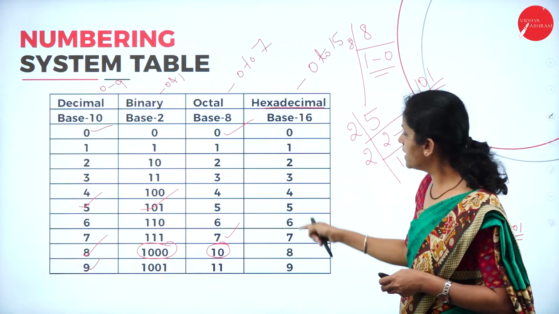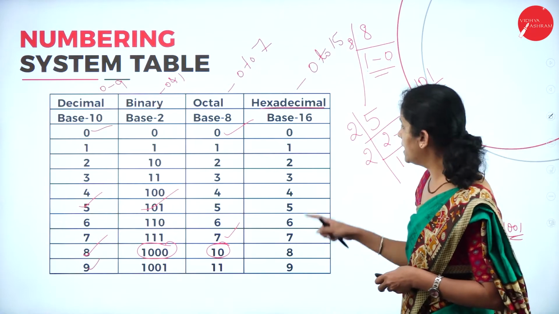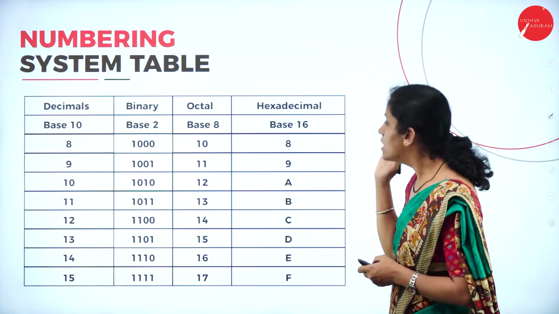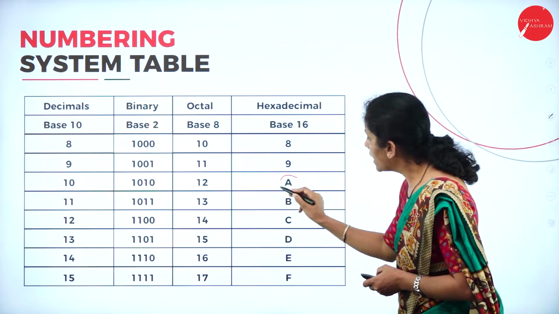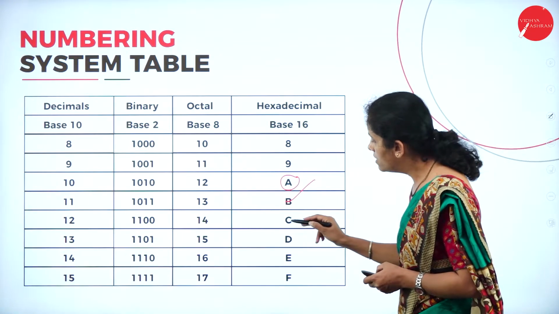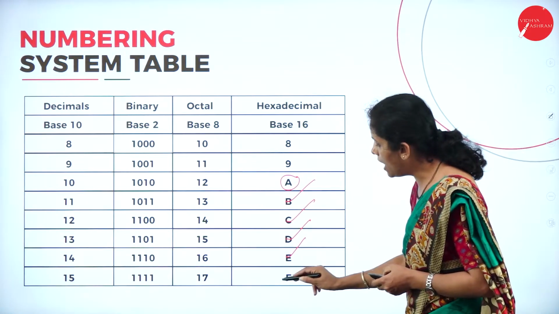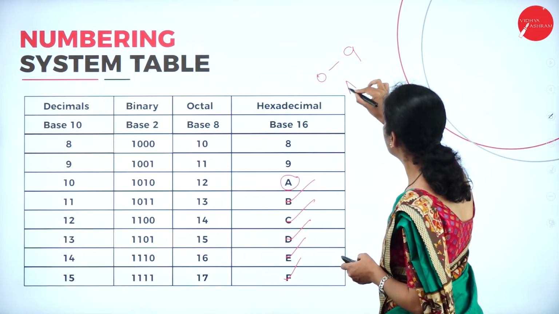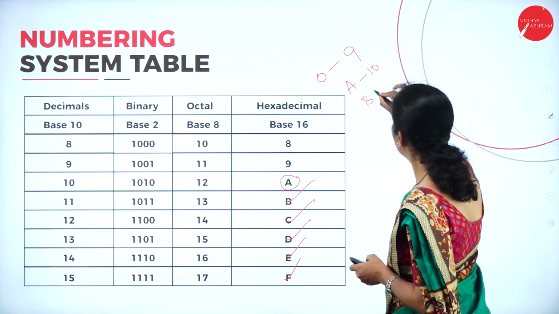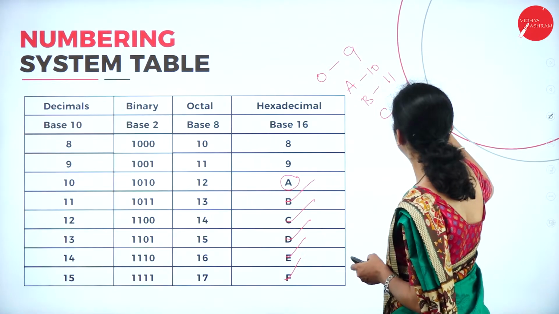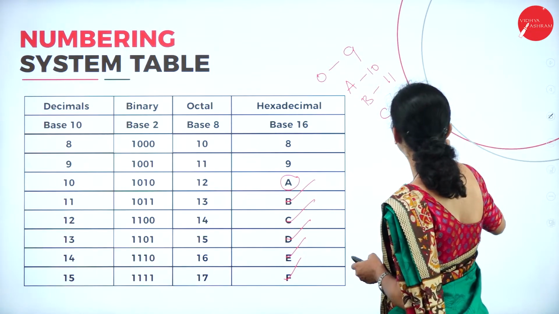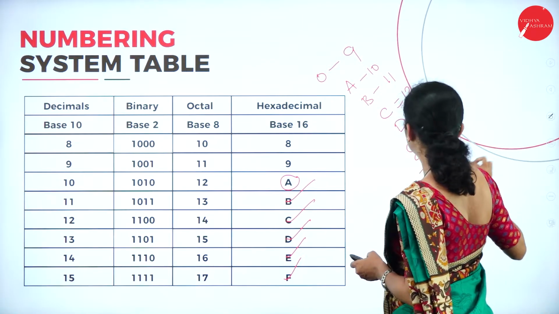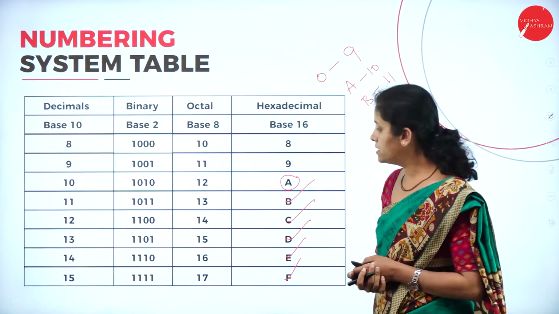Now, if I consider hexadecimal, then I'm having 0 to 9. After 9, to represent 10, I can have A, B, C, D, E and F. So in hexadecimal, 0 to 9 and A for 10, B for 11, C for 12, D for 13, E for 14 and F for 15. So this is my hexadecimal representation.